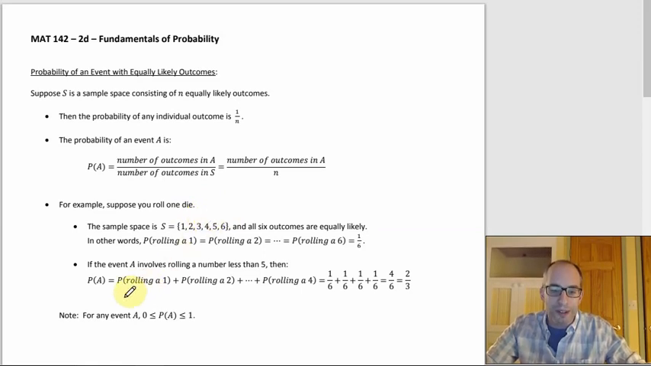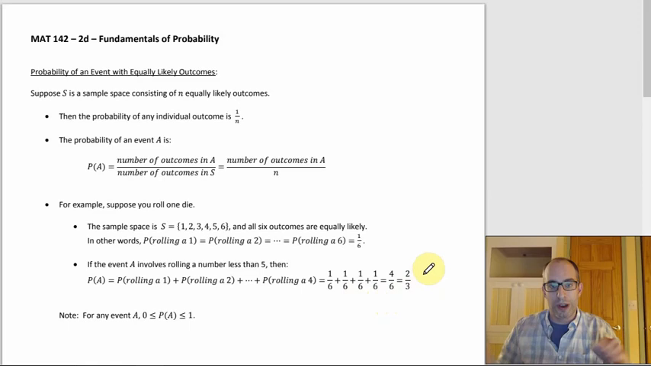So we can say, all right, well then the probability of A would be the probability of rolling a 1 plus the probability of rolling a 2 or a 3 or 4. So it's 1/6, 1/6, 1/6, 1/6, all added together. And that's 4/6, which reduces to 2/3. That's kind of the long way of thinking about it.